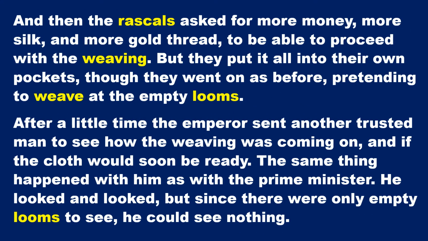And then the rascals asked for more money, more silk, and more gold thread to be able to proceed with the weaving, but they put it all into their own pockets, though they went on as before, pretending to weave at the empty looms. After a little time, the emperor sent another trusted man to see how the weaving was coming on, and if the cloth would soon be ready. The same thing happened with him as with the prime minister. He looked and looked, but since there were only empty looms to see, he could see nothing.